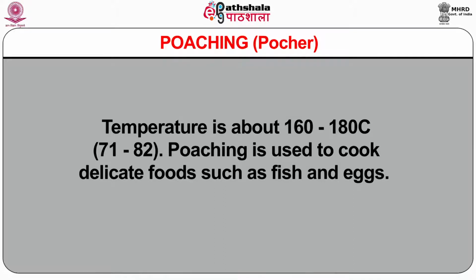Poaching is used to cook delicate foods such as fish and eggs. It is also used to partially cook variety meats to get rid of odors and undesirable flavors, which can be eliminated by poaching and which will firm up the product before the actual cooking. There are two ways of poaching, shallow and deep.